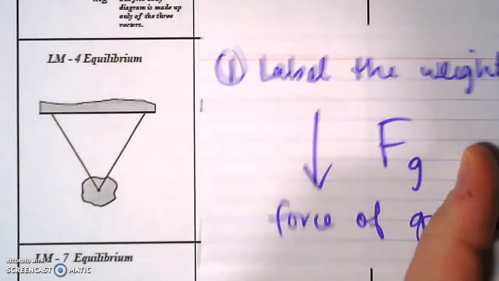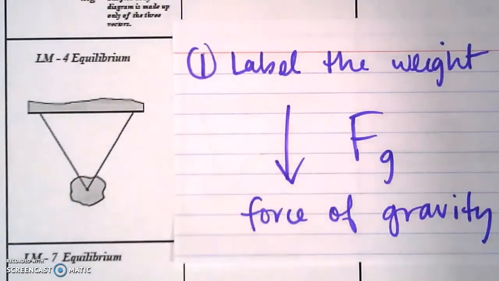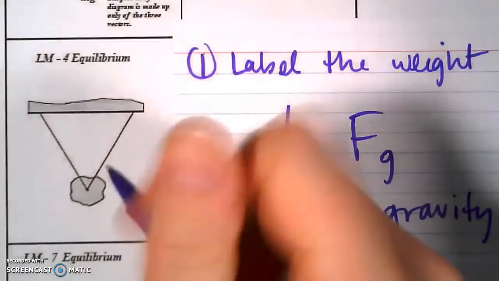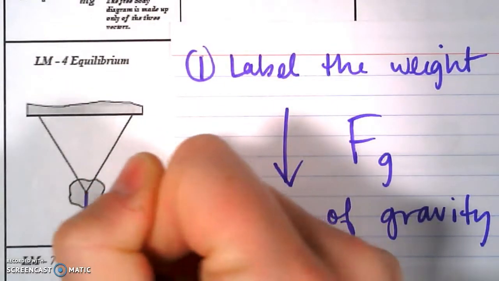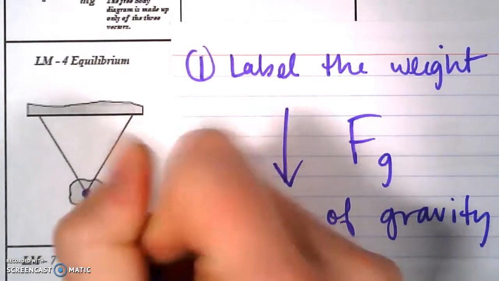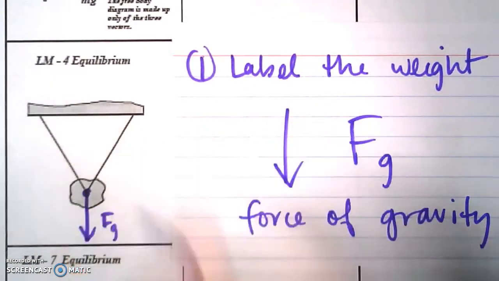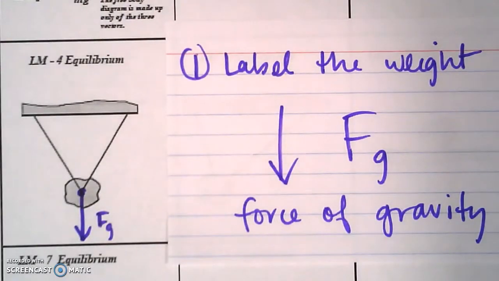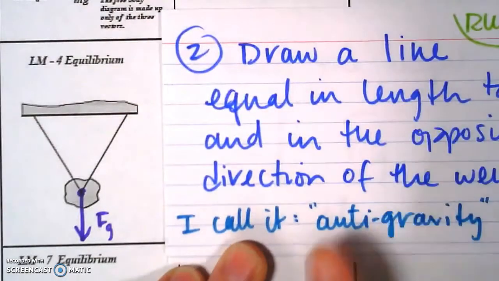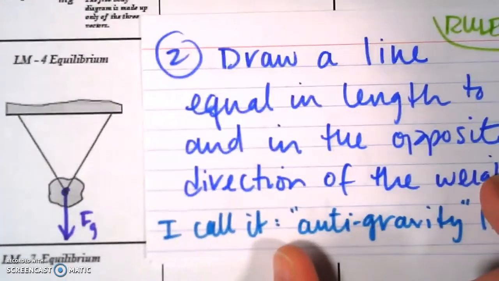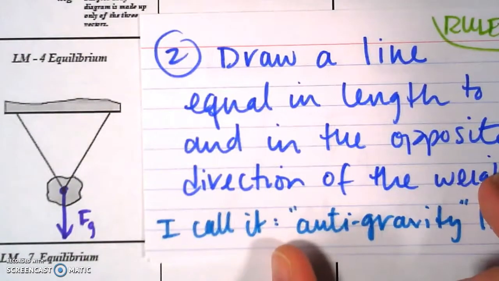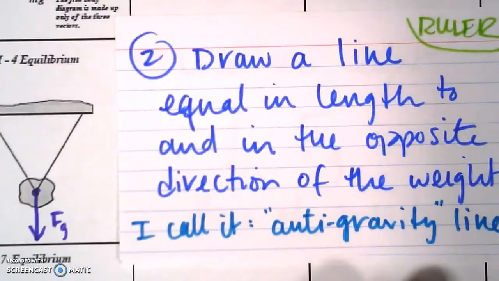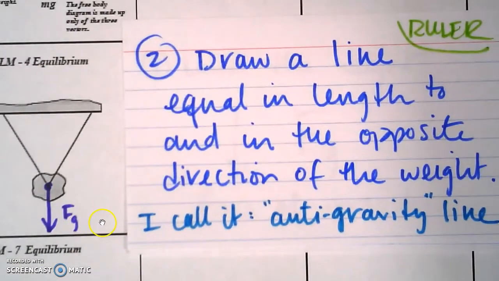So first thing I'm going to do is label the weight, the force of gravity acting on this object. For this, it doesn't matter what it is. I'm going to start at the center of mass. I'm going to label the force of gravity acting downward. My second step, I'm going to draw a line that's equal in length and in the opposite direction of the weight. I'm going to call this the anti-gravity line.